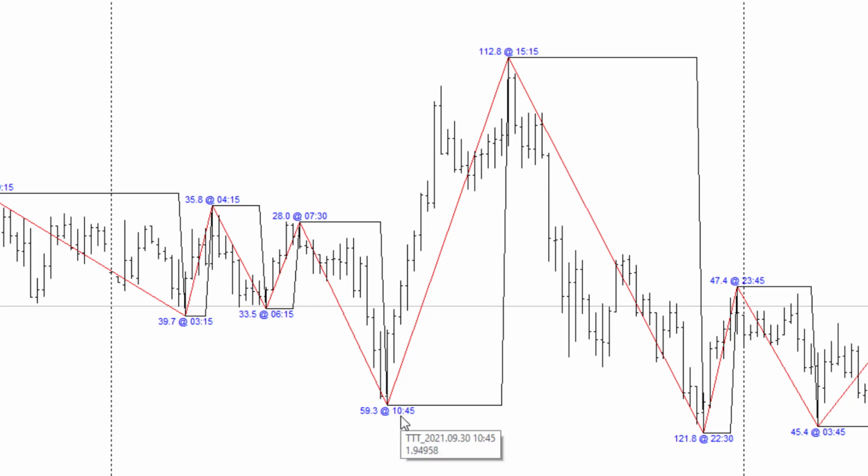Let me show you, for instance, this trend that went up there. It says it started at 10:45 and it went up by 112 pips, and it ended at 15:15 when a new trend started that lasted for 121 pips, and that ended at 22:30. So that is quite important information when you are a day trader, because what we're looking for are big trends that start at a particular time of day on a consistent basis.